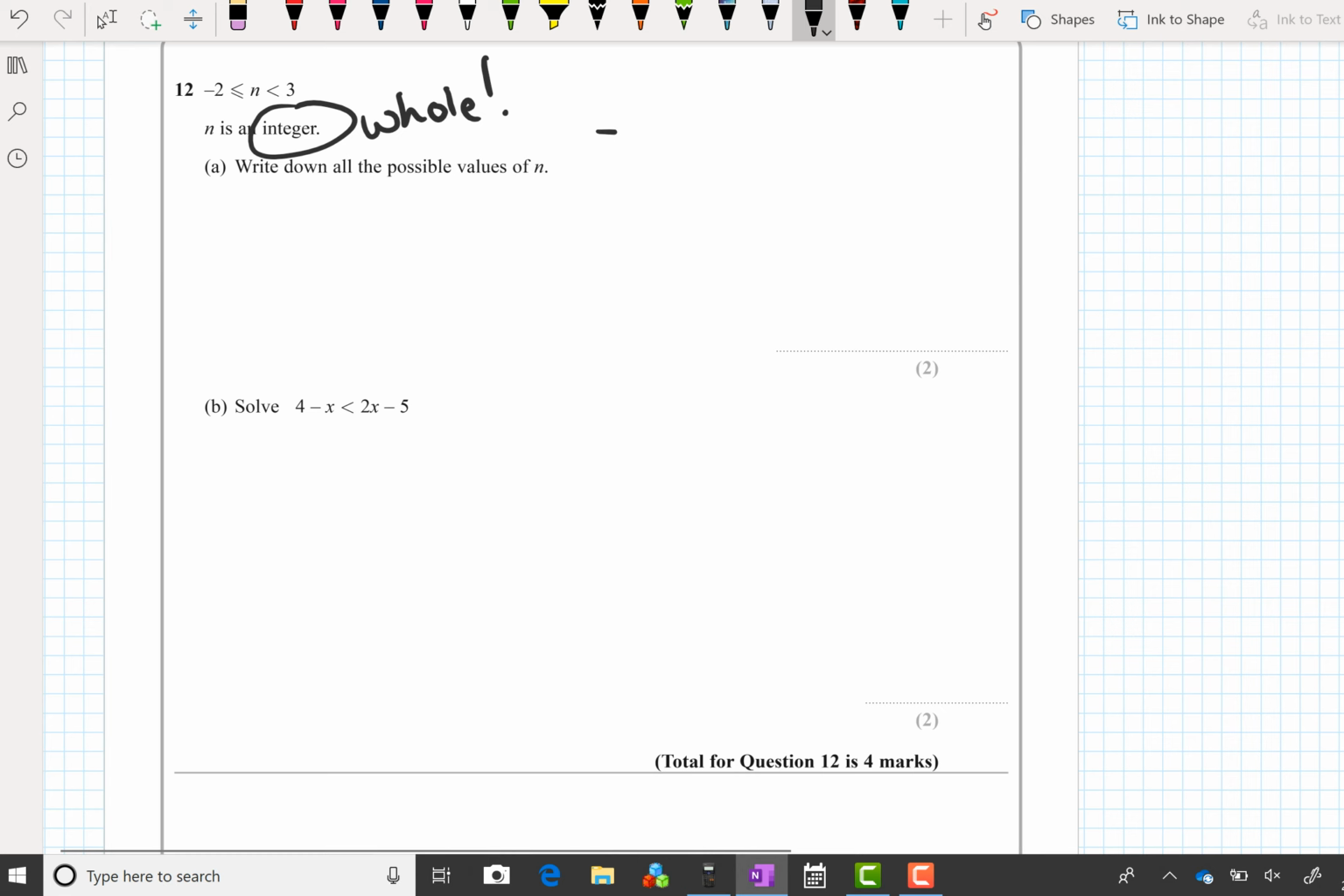It can be bigger than it, so the next whole number is minus 1. Bigger than that, 0. Bigger than that, 1. Bigger than that, 2. It says that n is less than 3 though, so I'm not allowed to put 3. Of course if it had the inclusive inequality sign like that, I could, but it doesn't here. So I've got 5 values and it's 2 marks. The reason why is because students can tend to miss this one, or they can tend to include that, but they still may be awarded 1 mark for including the rest of the values.